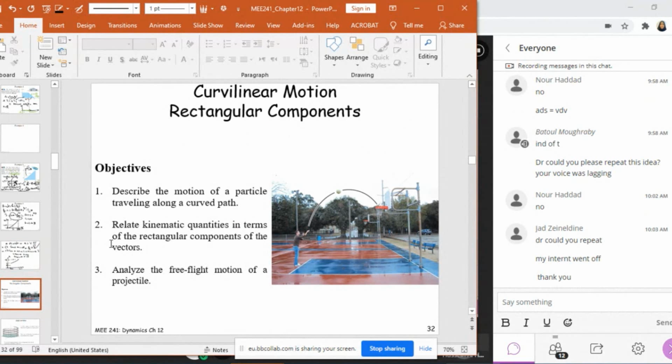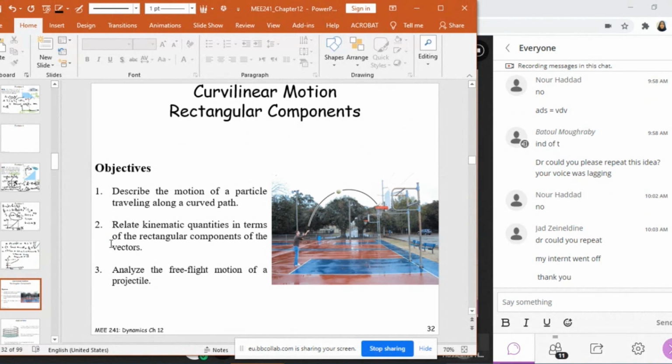Let's move to the second part of this. This is about curvilinear motion. So what about curvilinear motion using rectangular components? We know, guys, that not all the motions are rectilinear. So we still have a curved motion, a curvilinear motion.